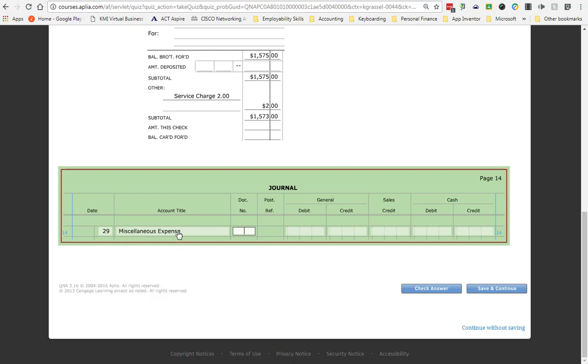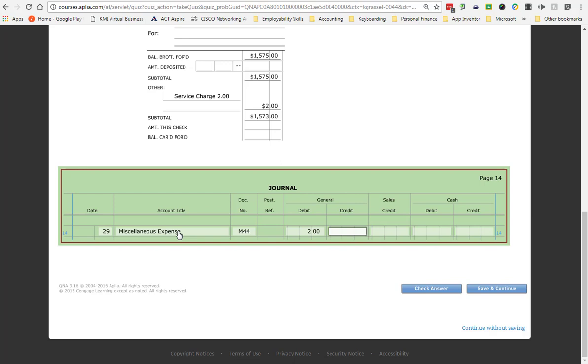Now, does anyone know what my source document number is? Say it again. M44. Now, miscellaneous expense is going to be debited $2. What's my credit? Say it louder, Brandon. Didn't you say it before? Somebody did over here. What's my credit?